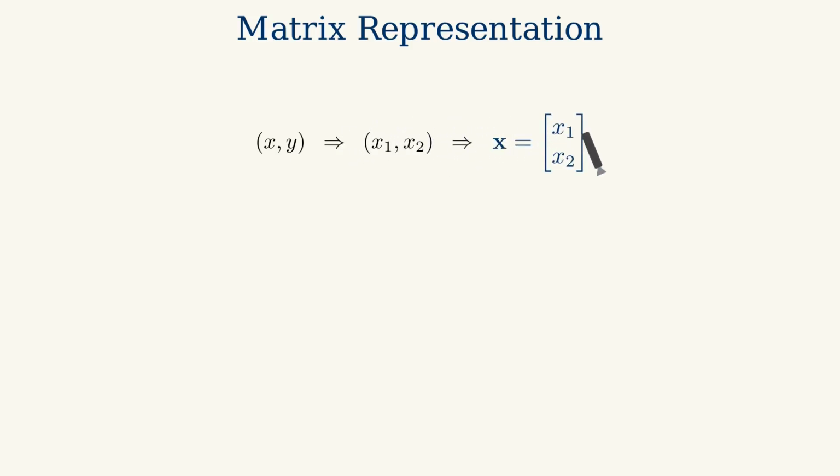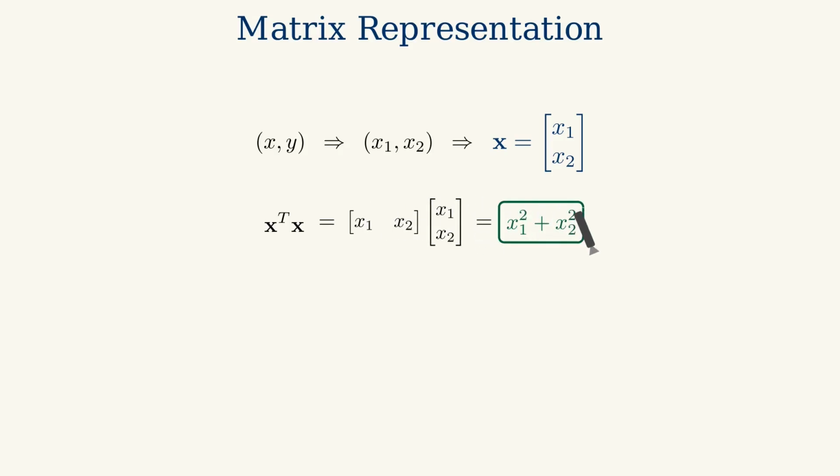Now let us see how to represent quadratic forms using matrices. This is a powerful technique. Let us rename our variables. Instead of x and y, we will call them x1 and x2, and collect them into a vector x. A vector dotted with itself gives us the sum of squares, which is already a quadratic form. To represent any quadratic form, we insert a matrix A in the middle, x transpose A x.